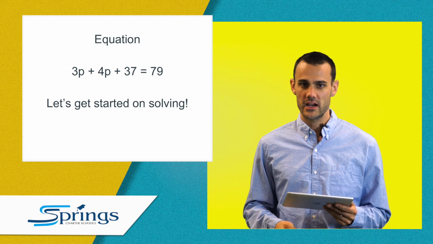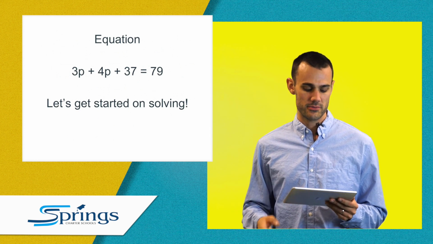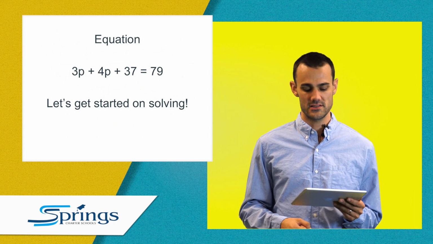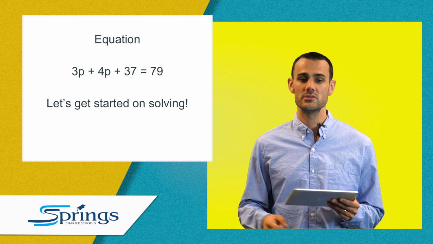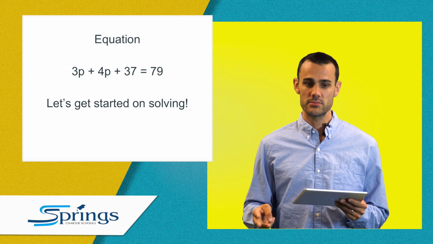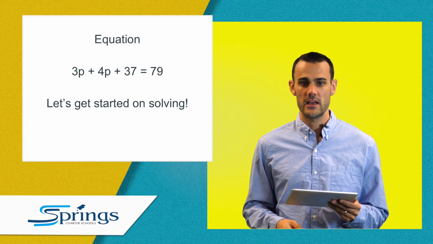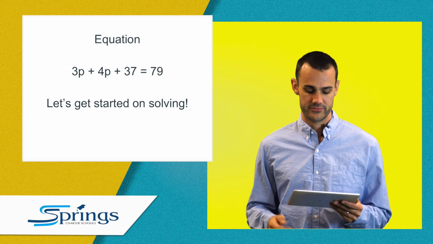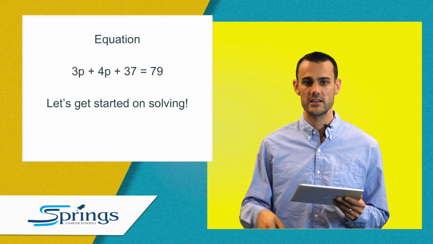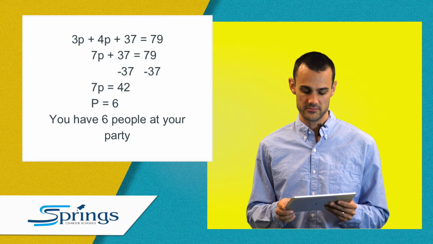So the equation we got from that word problem is 3p plus 4p plus 37 equals 79. 3 sodas per person, 4 pieces of pizza, and they had those party favors listed at the end for 37. And we had 79 items. So let's go ahead and get started when we're solving this question.